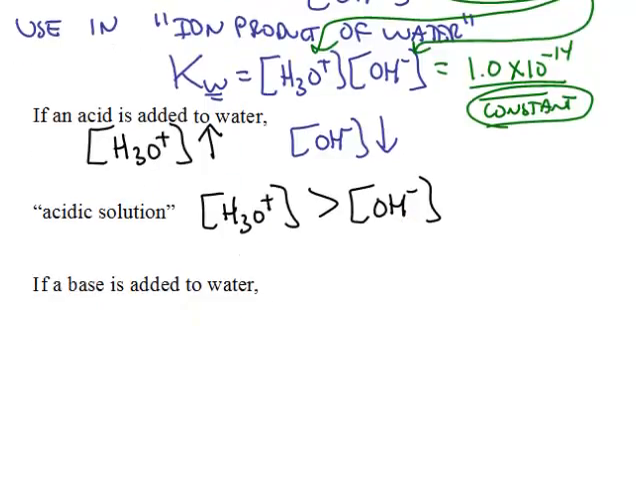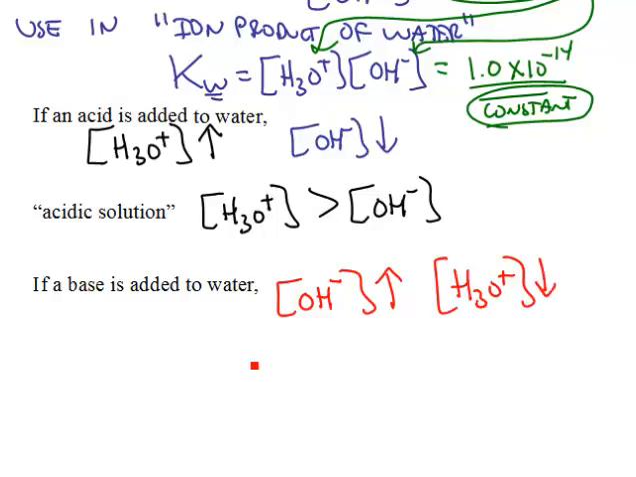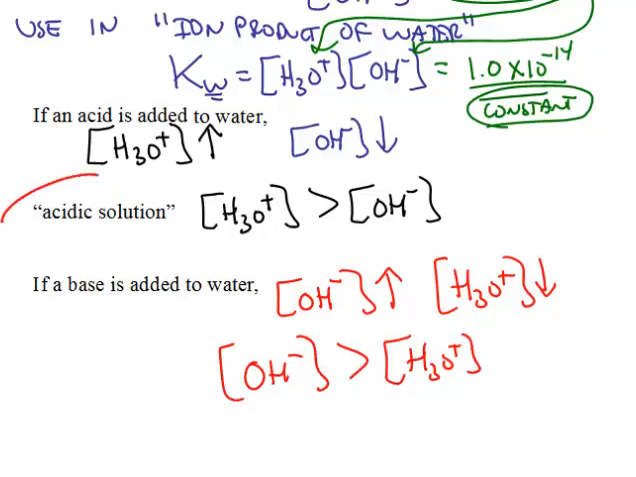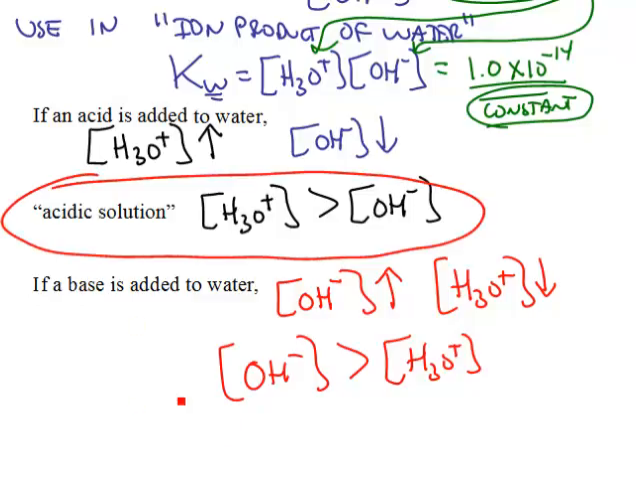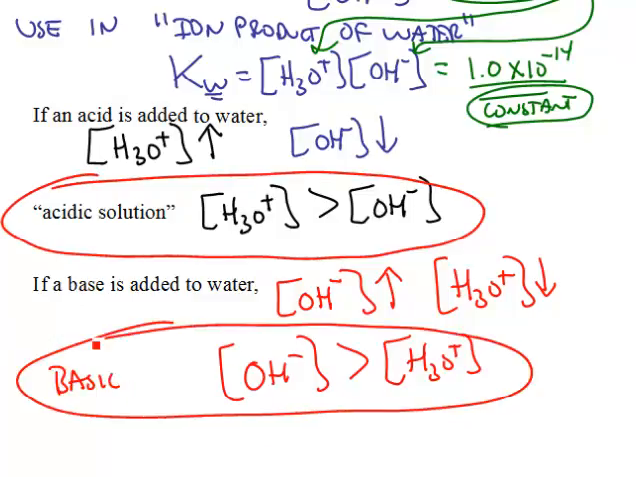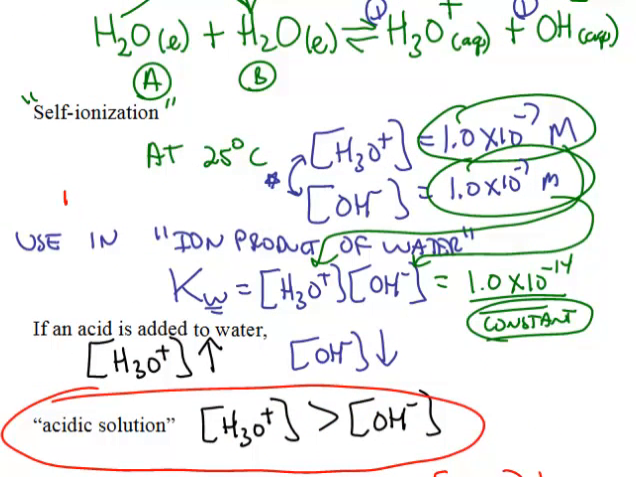And in a basic solution, it's just the opposite. A basic solution, when you add a base to water, you make more hydroxide. So the hydroxide goes up, and the concentration of hydronium goes down. So you end up with more hydroxide than hydronium. An acidic solution has more hydronium. A basic solution has more hydroxide. And when they're equal to each other in pure water, this would be neither acidic nor basic. This would be a neutral solution.